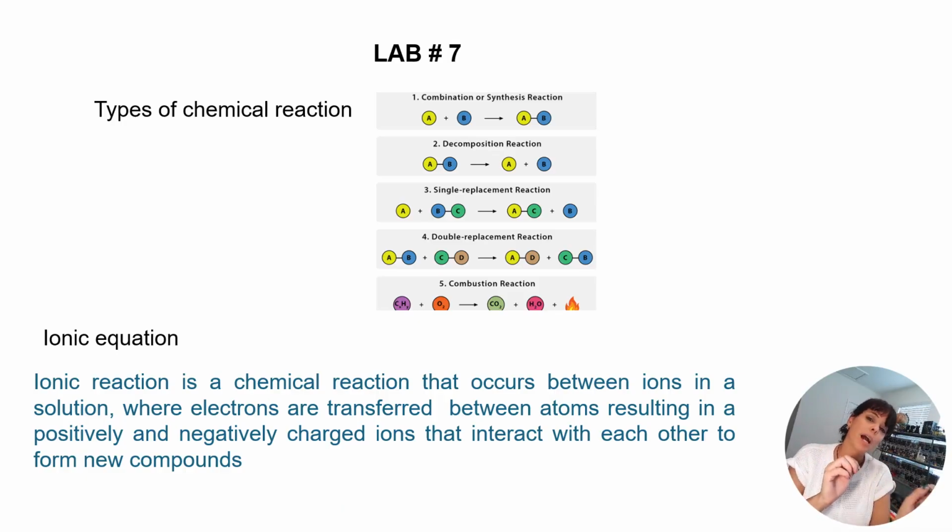So an ionic reaction is a reaction that occurs between ions, as the name says, ions. And there are electrons that will be transferred from one atom to the other atom and form new negative and positive charged ions that will get together, forming a new compound.